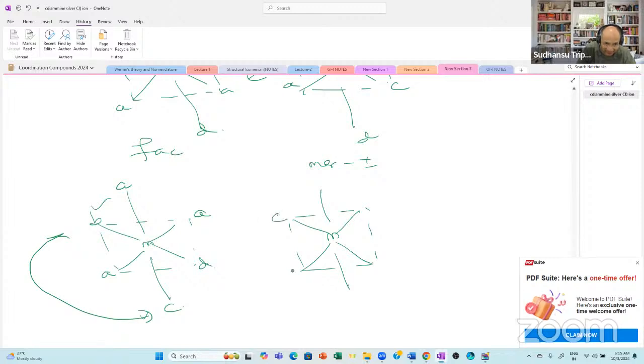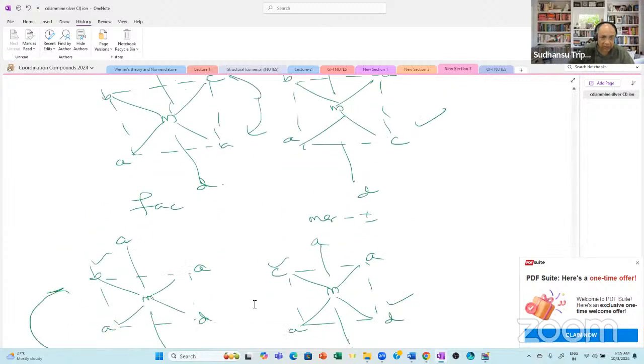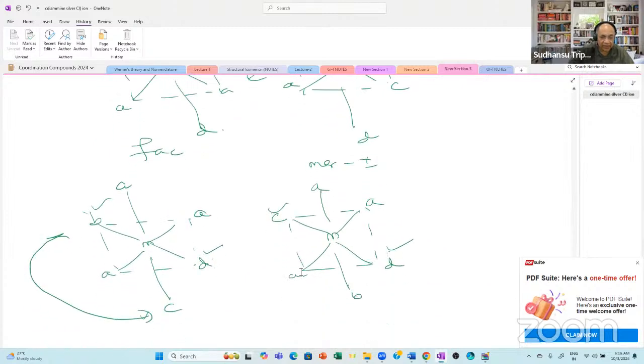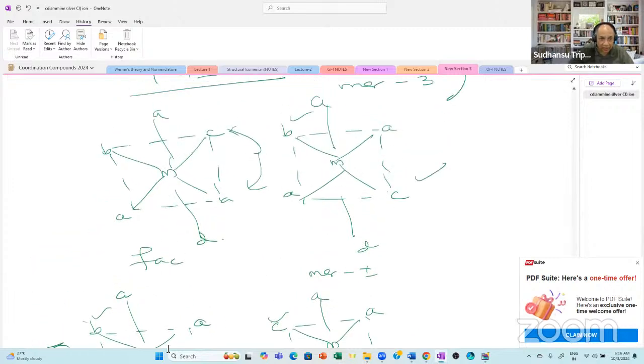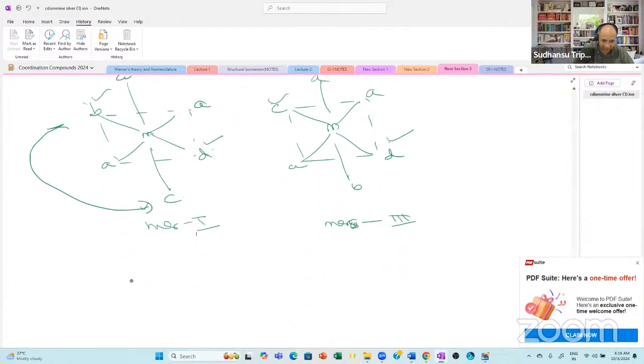This C, this is B. A will remain the same. Now see what has happened. CD is now opposite. Here BC was opposite. Here BD was opposite. BD opposite, CD opposite, and this is BC opposite. So that way we are getting 3 mers. Mer 3, mer 2, mer 1 I have brought, and most interestingly fac is achiral.